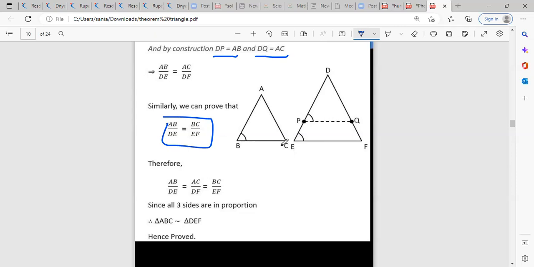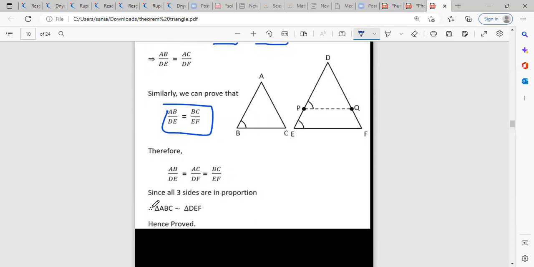Similarly we can prove this equals to this, therefore AB is equal to AC, and BC, and DE is equal to this. So all three sides are in proportion. Therefore you can see these two triangles are similar, this triangle is similar to this triangle. Clear?